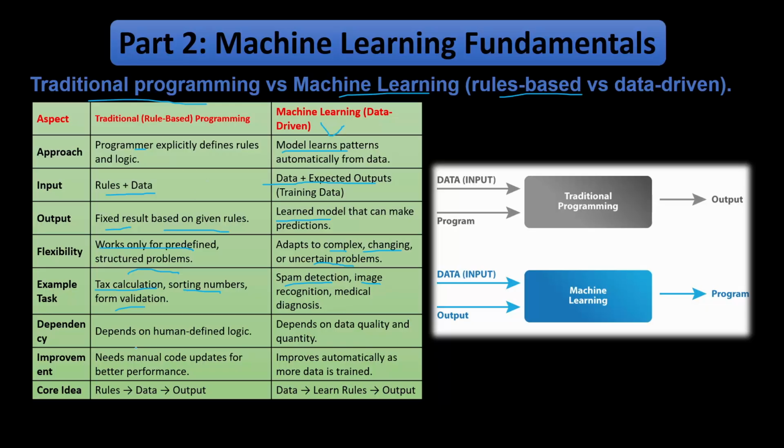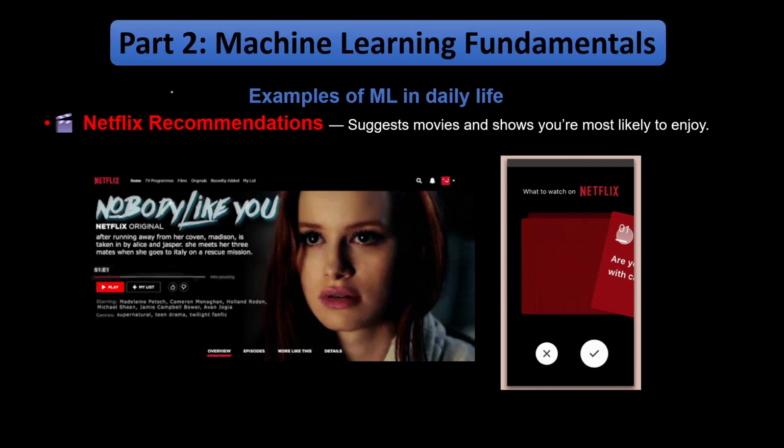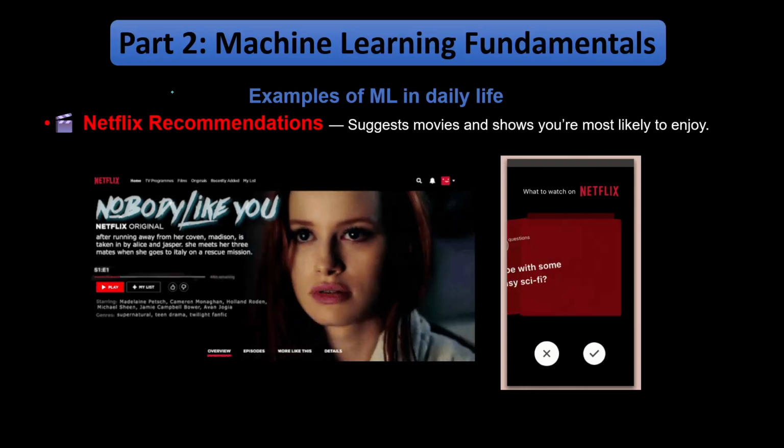Traditional programming depends on human-defined logic, while data-driven programming depends on the quality and quantity of data that you are using for training the model. Traditional programming needs manual code updates for better performance, while an ML model has the ability to improve automatically as you provide more data for training. Now let's understand machine learning applications.